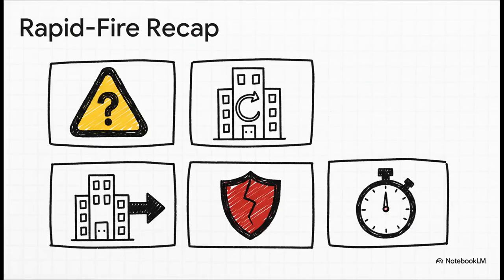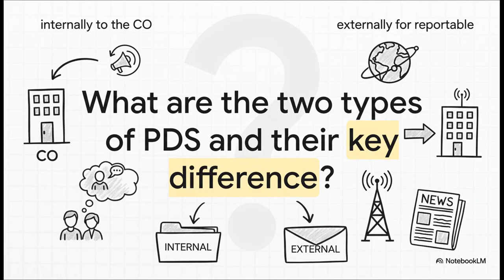Okay, time for a rapid-fire recap. A PDS is a potential threat. A non-reportable PDS is handled inside your command. A reportable PDS is handled outside your command. A COMSEC incident is a confirmed security failure, and the magic number for reporting is 72 hours. You got it? Good. Let's test that knowledge. All right, question number 1. Think about those two categories we discussed. What's the main thing, the fundamental difference that separates them?